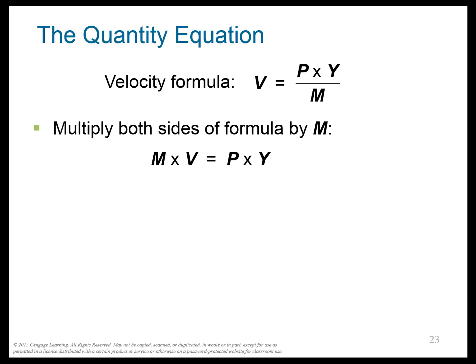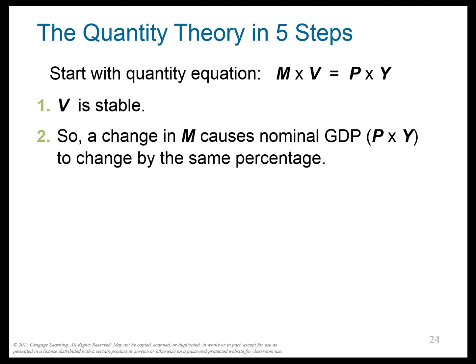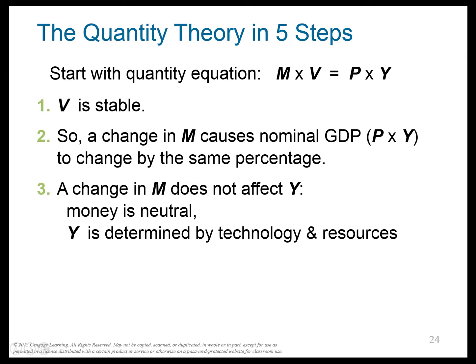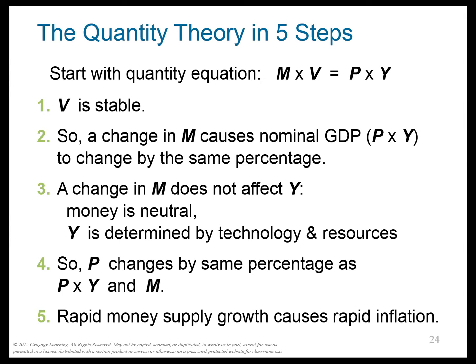This is going to give us the quantity equation. We multiply both sides by M, and we have this, and it's called the quantity equation. Now, we know that V is stable from that graph I just showed you. It doesn't change. So if M goes up, that means the Fed pumps more money into the economy, and something over here has to go up. A change in M does not affect Y because money is neutral, and Y is the actual number of goods. So we know this thing cannot change. What has to change is P. So when M increases, P increases, and it changes by the same percentage. In other words, growth in the money supply causes inflation.